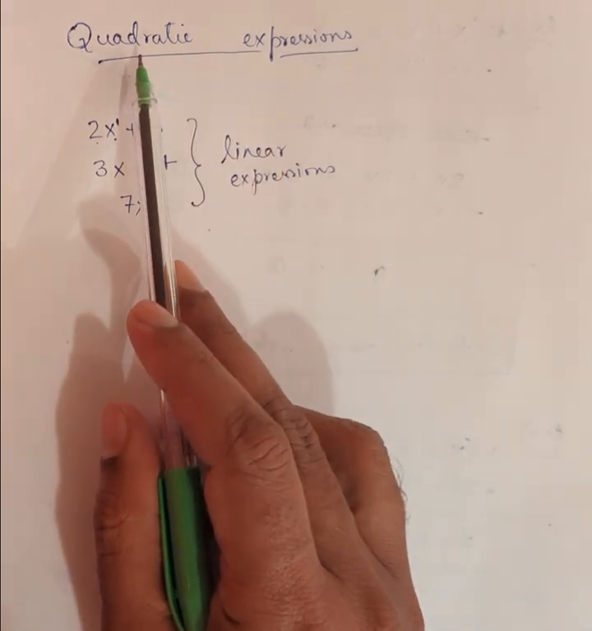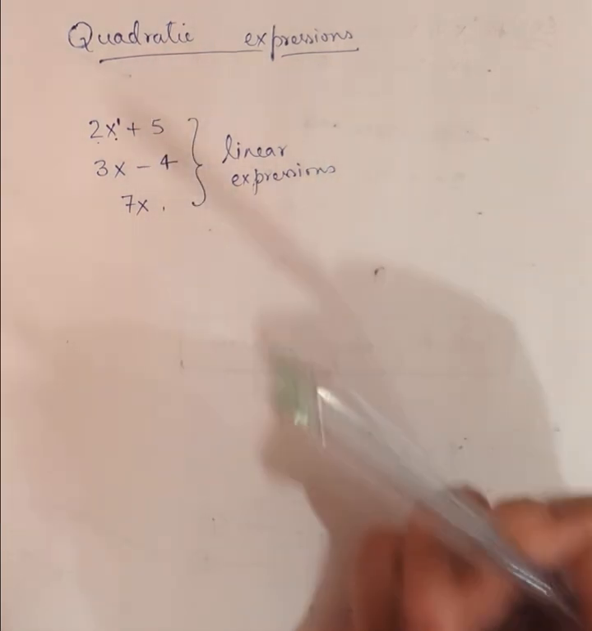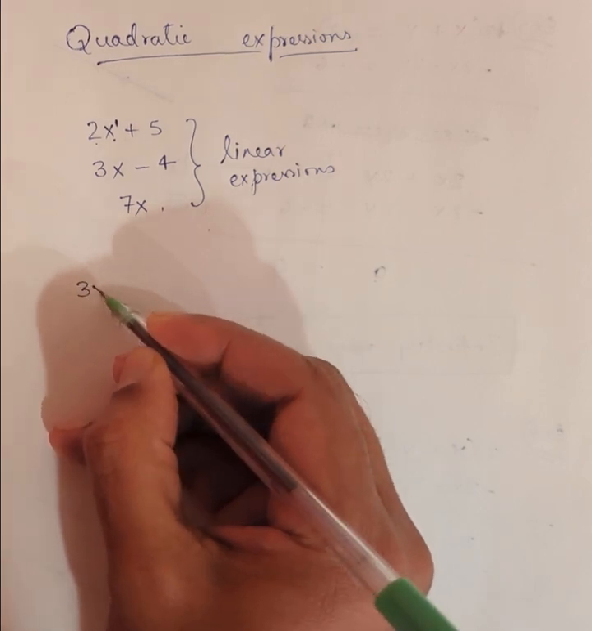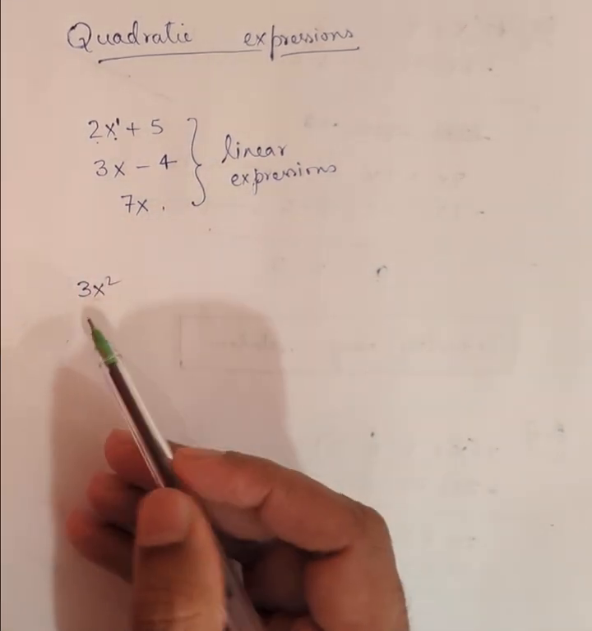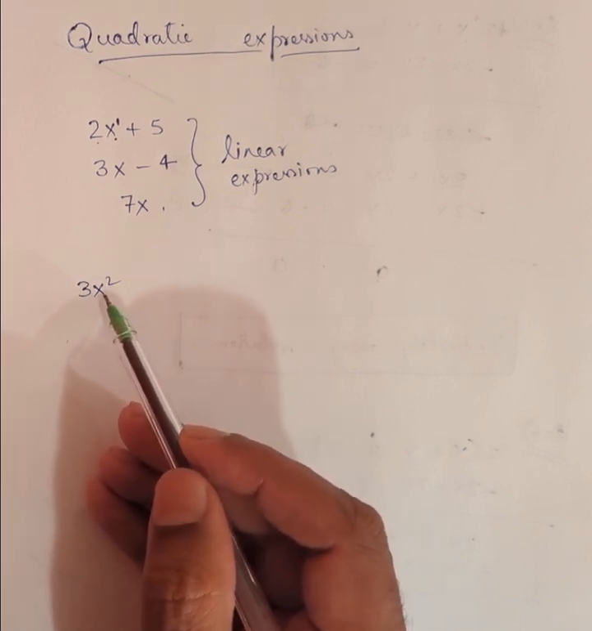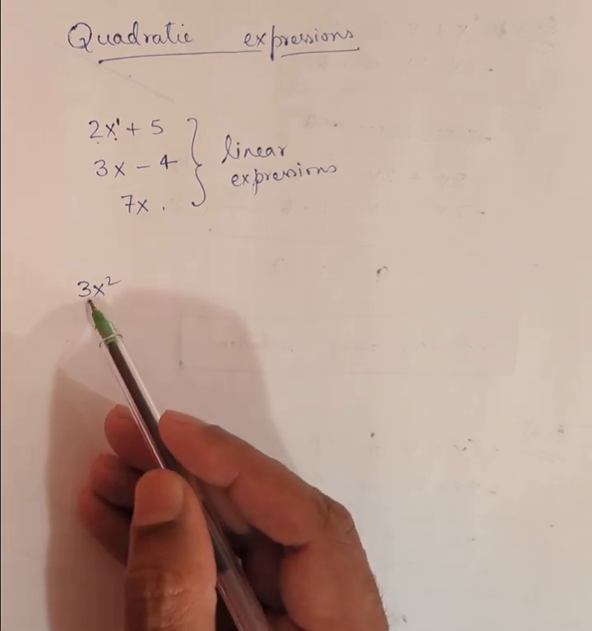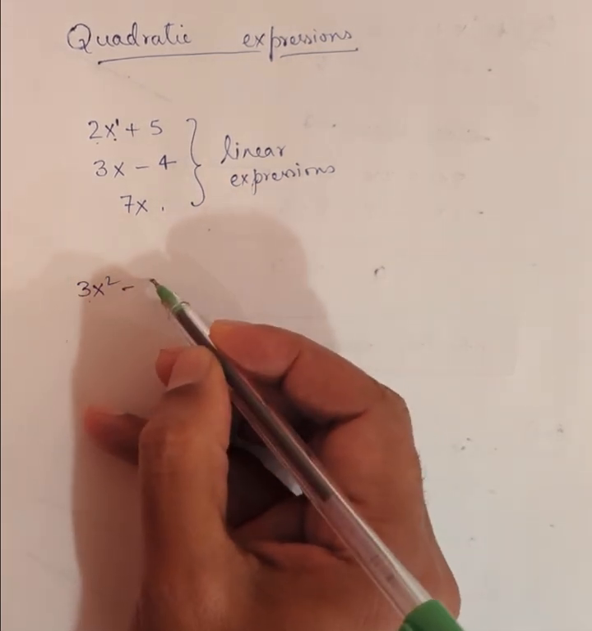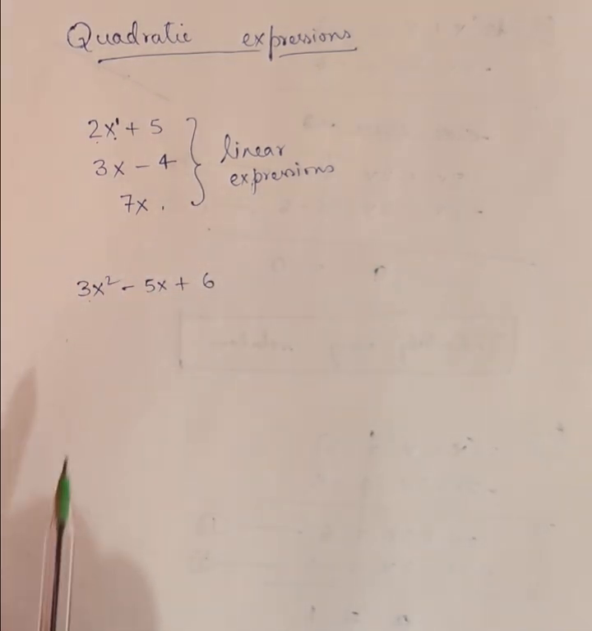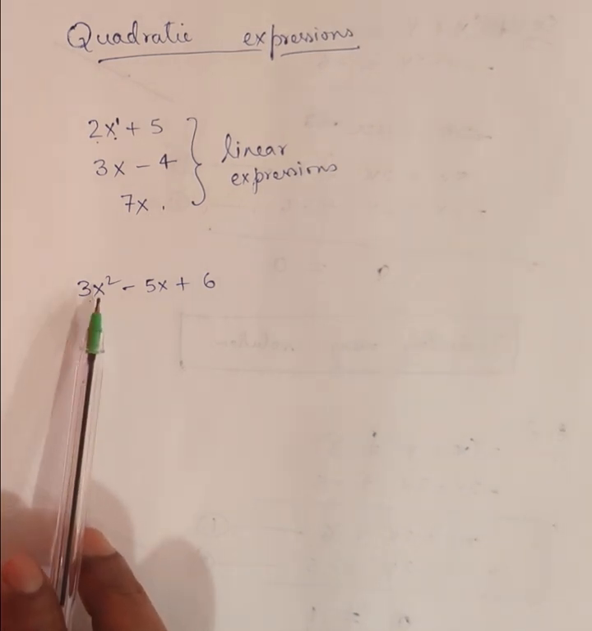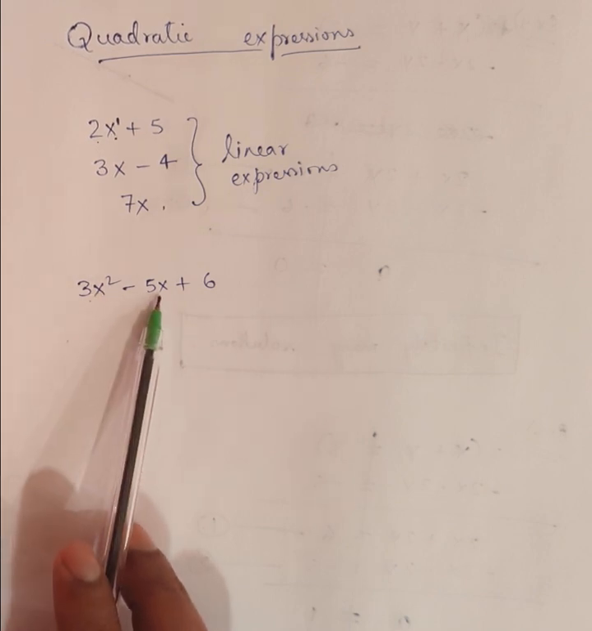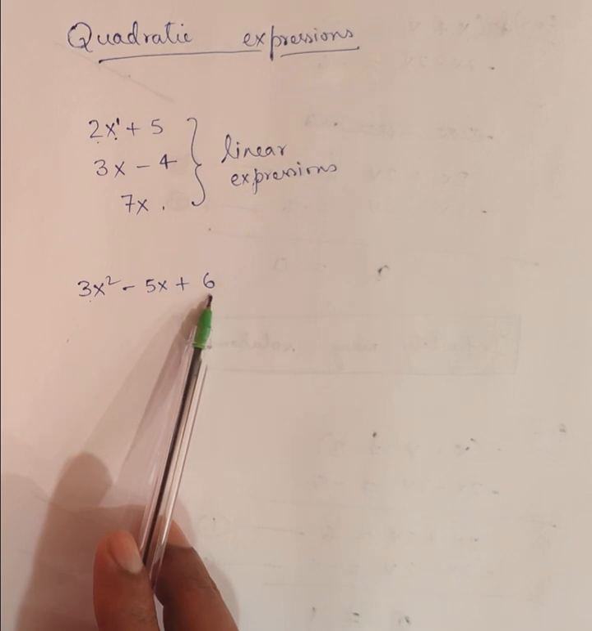In a quadratic expression, the highest power is 2. So something like 3x square. So this is a quadratic expression, but a quadratic expression can have lower power terms as well. So 3x square, maybe I'll say minus 5x plus 6. So that is a quadratic expression. It's going to have an x square term in it, a second power, and it can have a first power and the constant term.